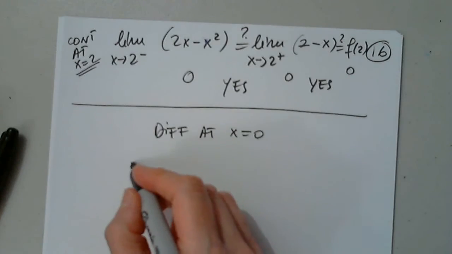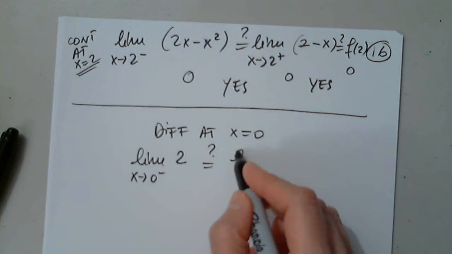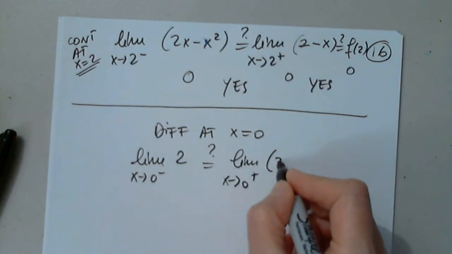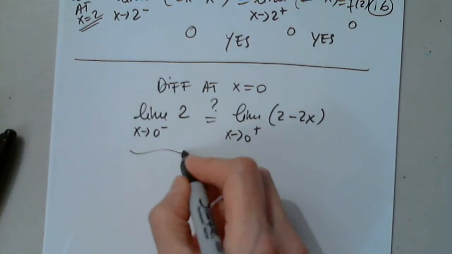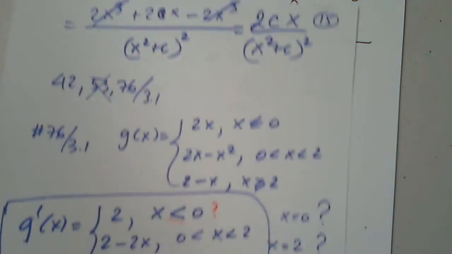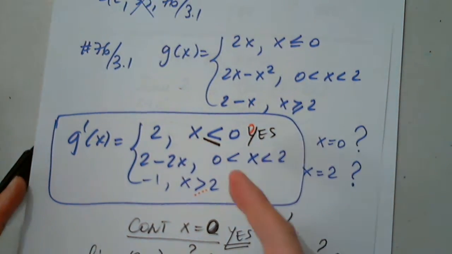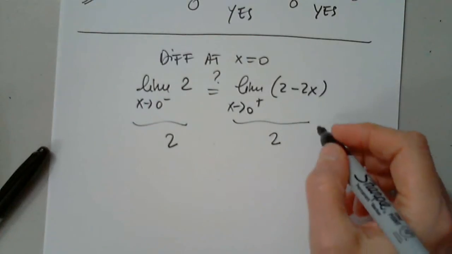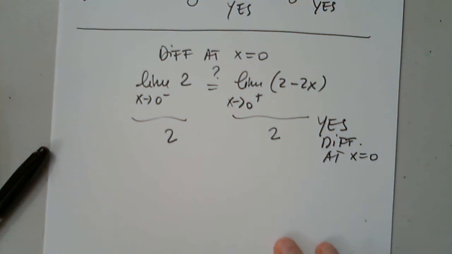The limit as x approaches 0 from the left, does it equal the limit of 2 minus 2x as x approaches 0 from the right? So this is 2. There is nothing one can do anything here, and this is 2. Careful, this means that yes, it is differentiable at 0. So I had to go back and put it in. Yes, differentiable at x equals 0.